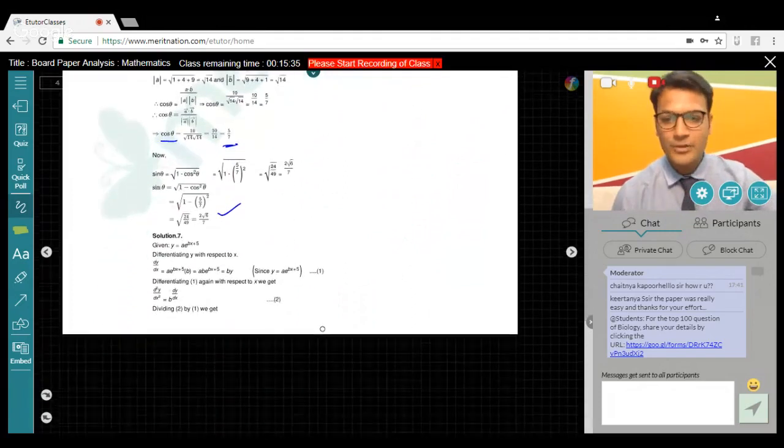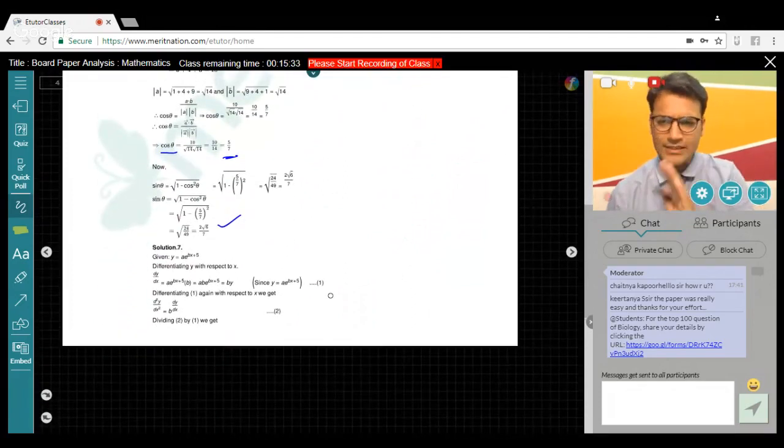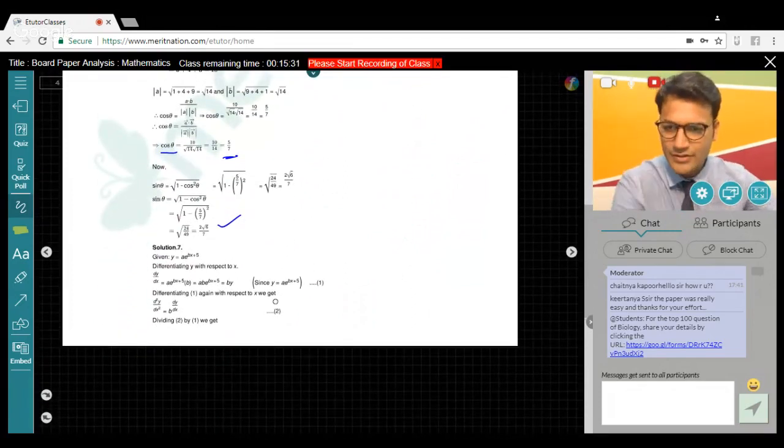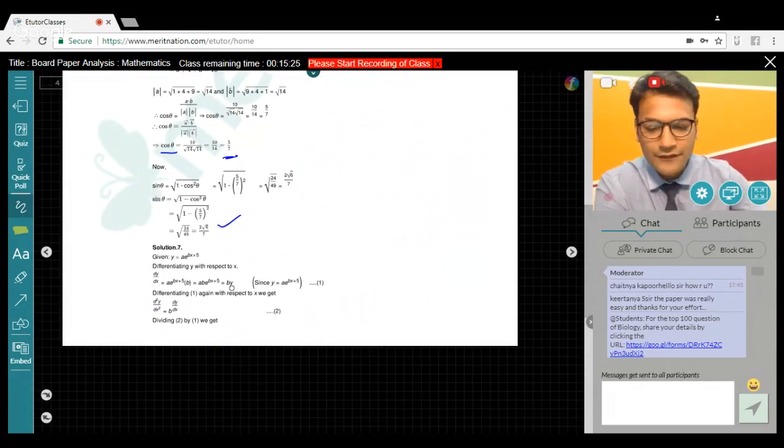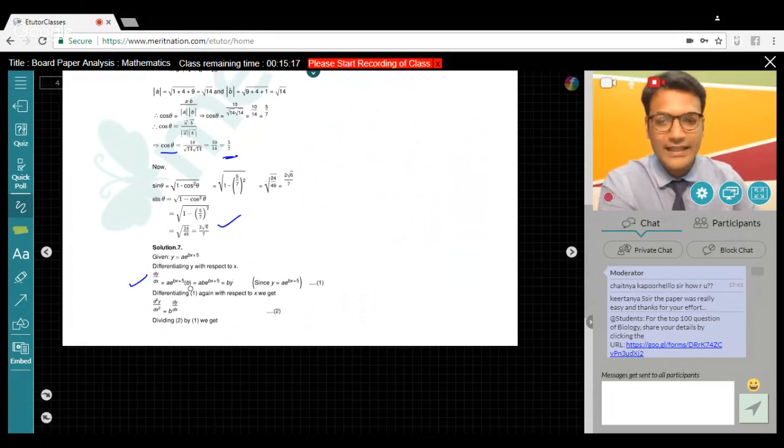Okay, so if I talk about question number 7, I have the solution in the next slide. The entire solution is a part of it. So what was the question? The question was to find the differential equation representing the family of curves. Okay, so there are 2 arbitrary constants. Because there are 2 arbitrary constants, you need to differentiate it twice. So in the first derivative, you're going to get dy by dx is equal to by.